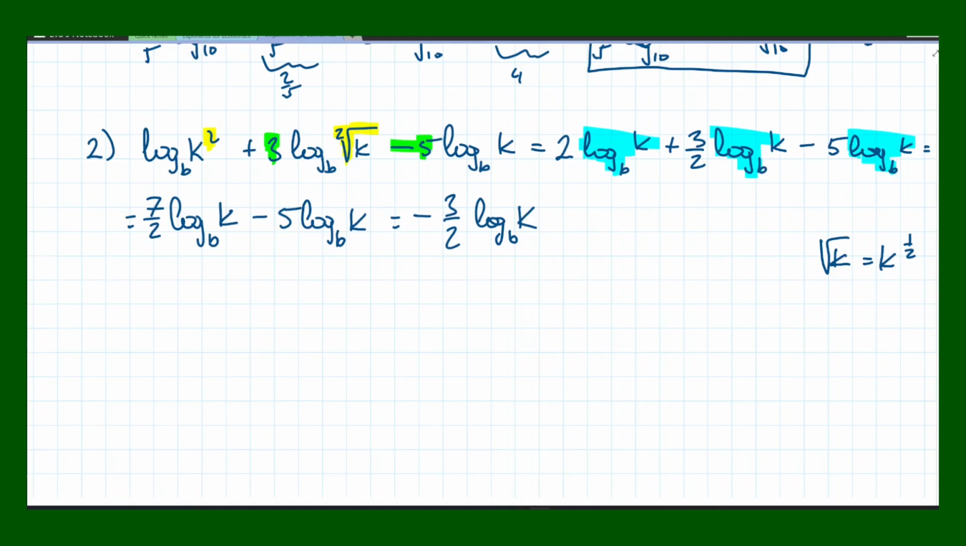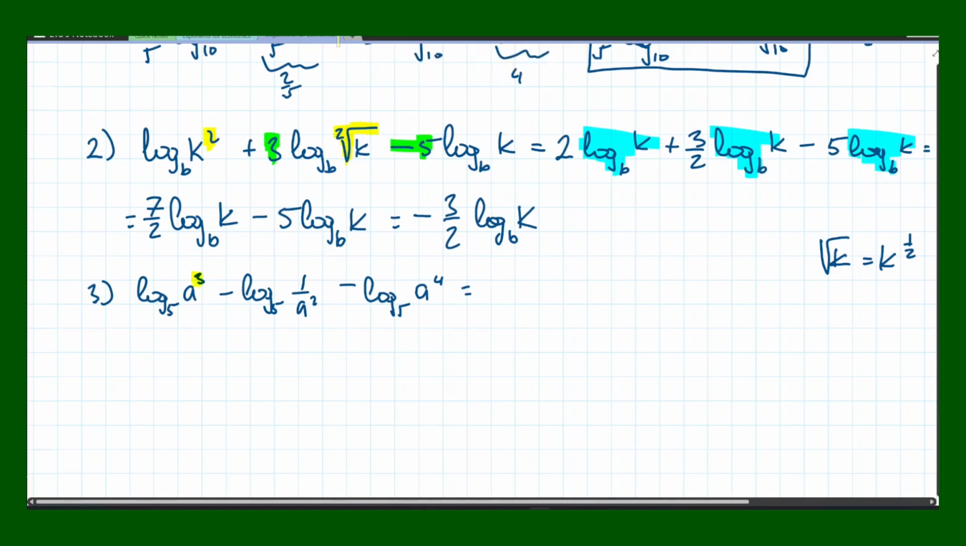And I hope you agree with me that this final version, minus 3 over 2 log bk, is much simpler than what we started with at the beginning of the exercise. Let us move on to the third practice question, and that is going to be log base 5 of a cubed minus log base 5 of 1 over a squared minus log base 5 of a to the 4.